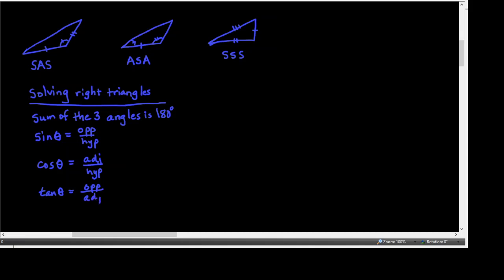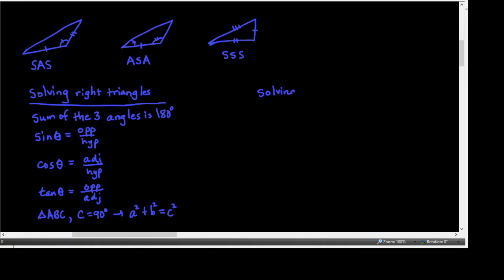And then there's one other thing we know about right triangles: if it's triangle ABC and C is our right angle, then we know that a squared plus b squared, leg squared plus leg squared, equals the square of the hypotenuse. And those are all right triangle things that we can rely on.